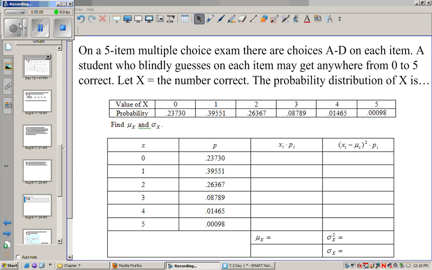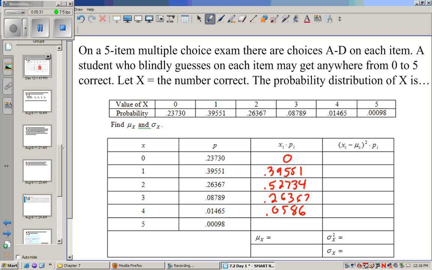Alright, so here are some numbers that I got. When I multiply it across, I get 0, 0.39551, 0.52734, 0.26367, 0.0586, and 0.049. Now, when I add these up, I get 1.29. That's our mean, so somewhere around here.